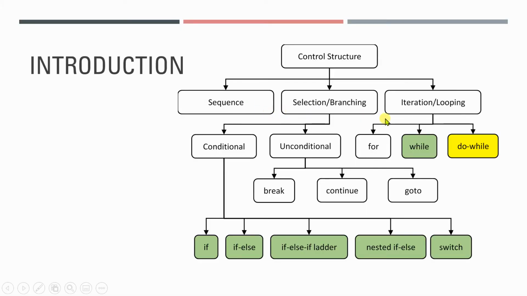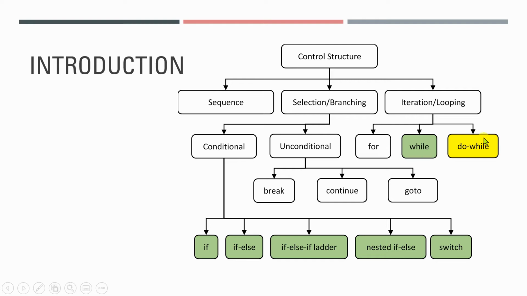C programming provides us three different looping techniques. One is called for loop, second one is called while loop, and third one is do-while loop. In the last three lectures, we talked about while loop, and in this lecture, we will talk about do-while loop.